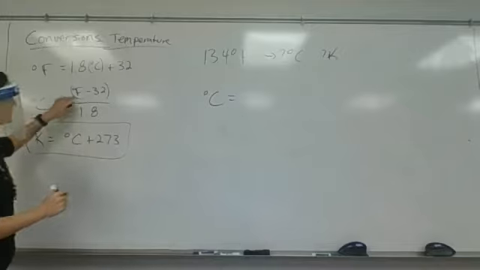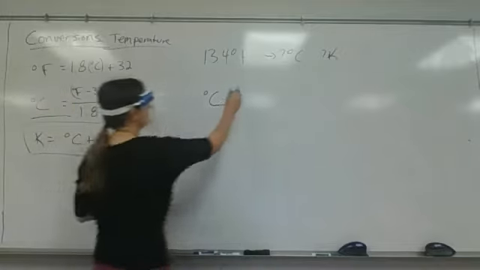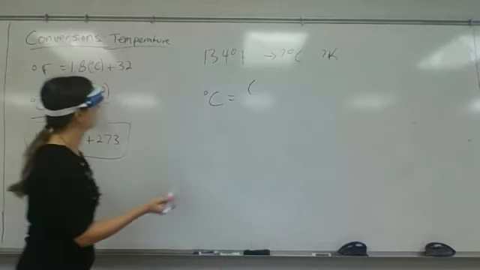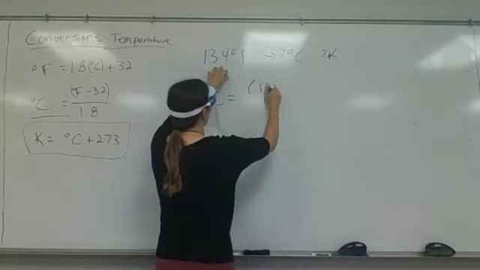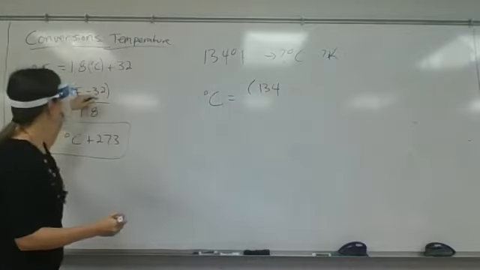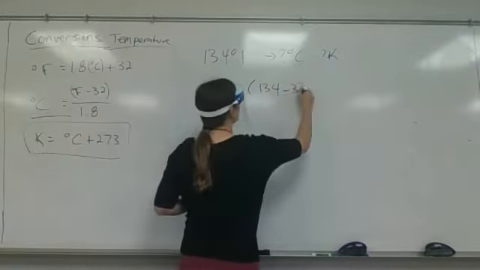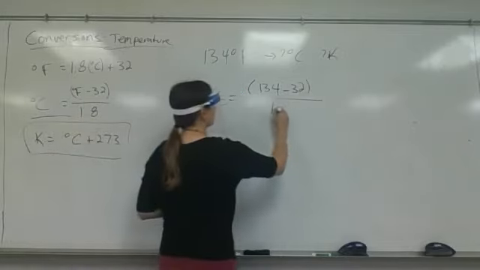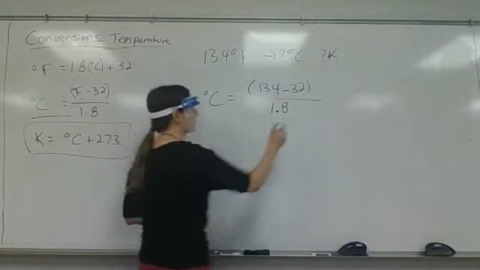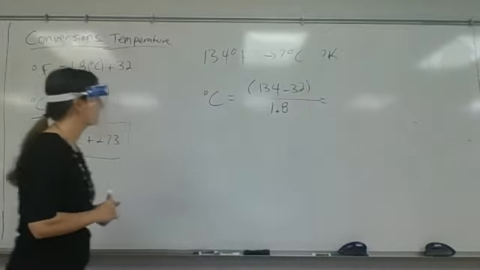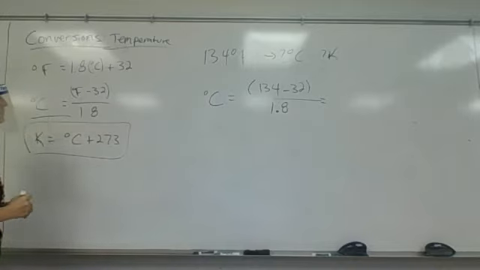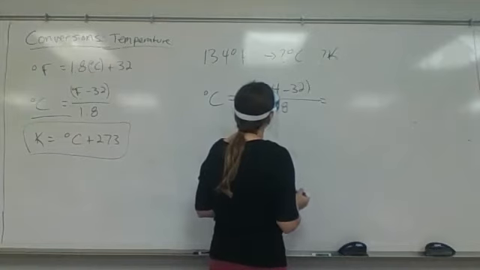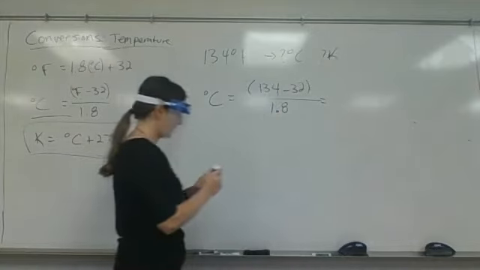This one is rearranged already for us. We'll just make our lives a little bit easier. Both would work. So where the F is, up top here, we're going to put in that 134. 134 minus 32. And then on the bottom, we're going to have that 1.8. What was this record temperature in degrees Celsius? 134 minus 32, or 102, divided by 1.8.